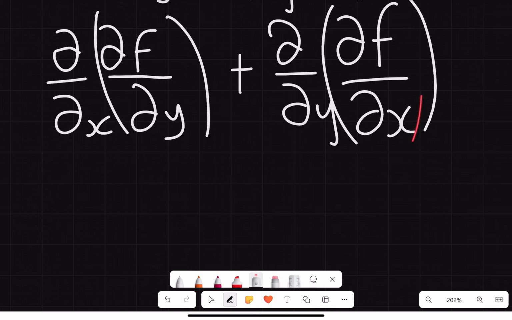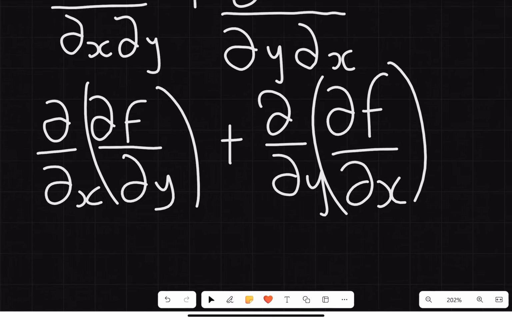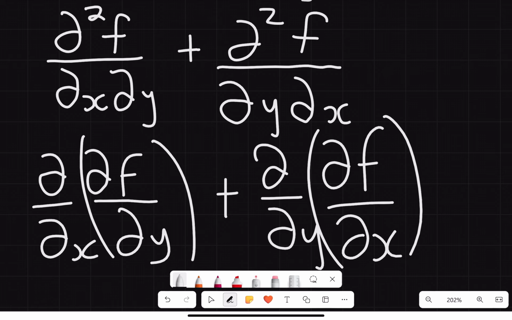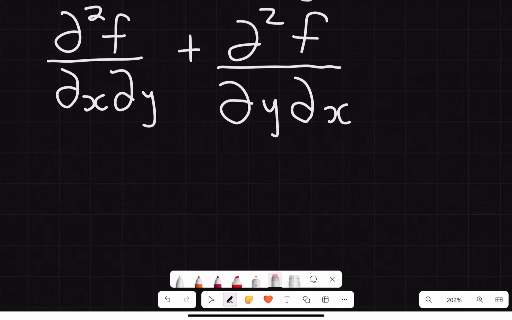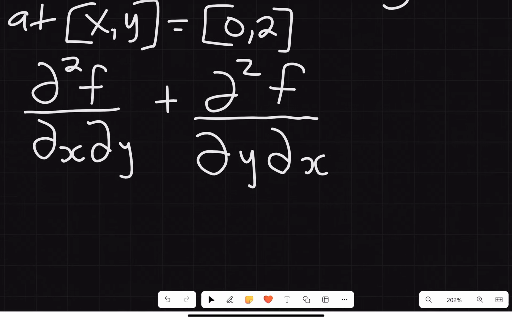Also here, we're treating this as our function. So we're going to derive with respect to x first, then with respect to y. I'm sure that makes sense. So I'm sure we can all agree now that this can be rewritten in this form, and this can be rewritten in this form.